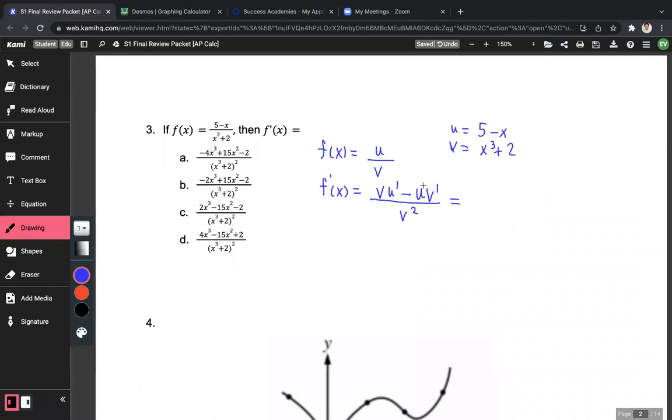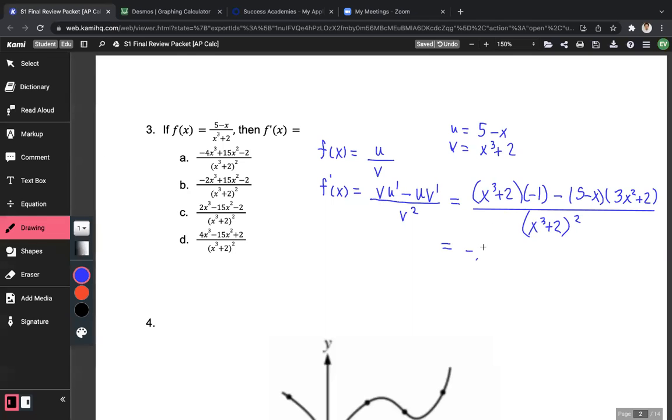So f prime of x is going to equal my lowest guy, x cubed plus 2, d high, the derivative of u is just negative 1, minus high, 5 minus x, d low, just simple power rule. The derivative of my denominator is 3x squared, all over low squared, x cubed plus 2 squared. And FYI, guys, take a look. All of your answer choices, they all have something squared on the denominator. Do not waste your time doing needless algebra trying to expand x cubed plus 2 squared. It's just a waste of time.